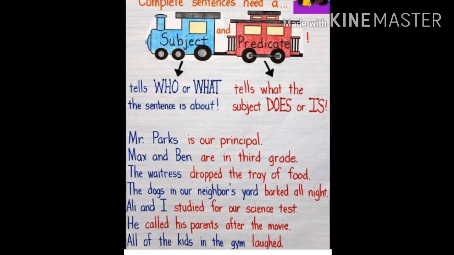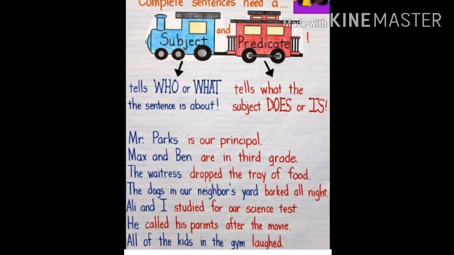It is a predicate. Next, the waitress dropped the tray of food. Now can you see here about whom we are talking? The waitress. So the waitress is what? She is the subject. And what are we talking? That she dropped the tray of food. So dropped the tray of food is the predicate.